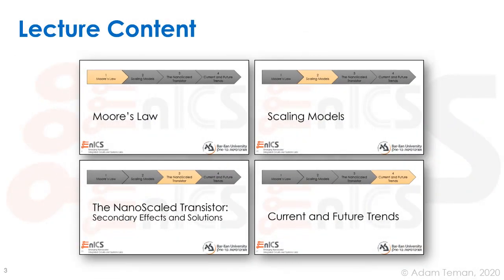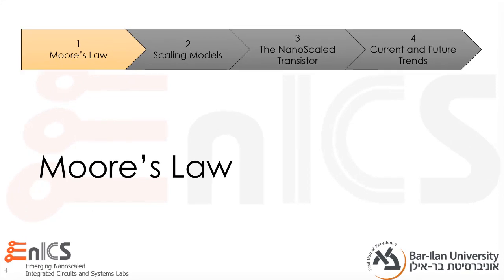So what is the content of our lecture? We'll be discussing Moore's Law. The second part will go down into scaling models such as Dennard scaling. Then we'll go into the nanoscaled transistor, look at the secondary effects, many of which we've discussed within the manufacturing and modeling of transistors, and how they've been solved over the recent past. And finally, we'll end with current and future trends in Moore's Law and transistor scaling and VLSI. So again, we're going to start now with Moore's Law.